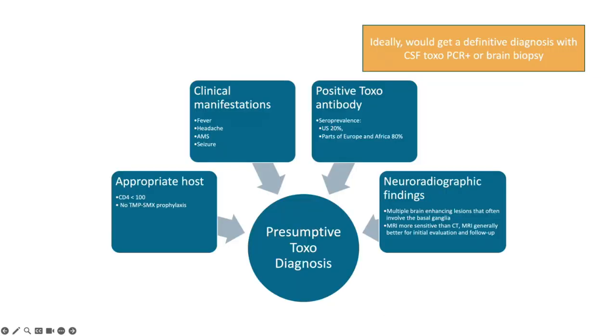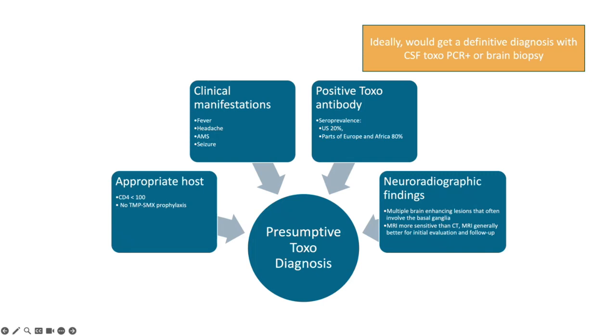Ideally, you would love to get a definitive diagnosis with an LP that has a positive toxo PCR or a brain biopsy. But often in these cases, everyone thinks that's dangerous, so you treat presumptively for toxo. And PCR is only positive maybe up to 50%, maybe 30%. So having a negative PCR doesn't mean it's negative.